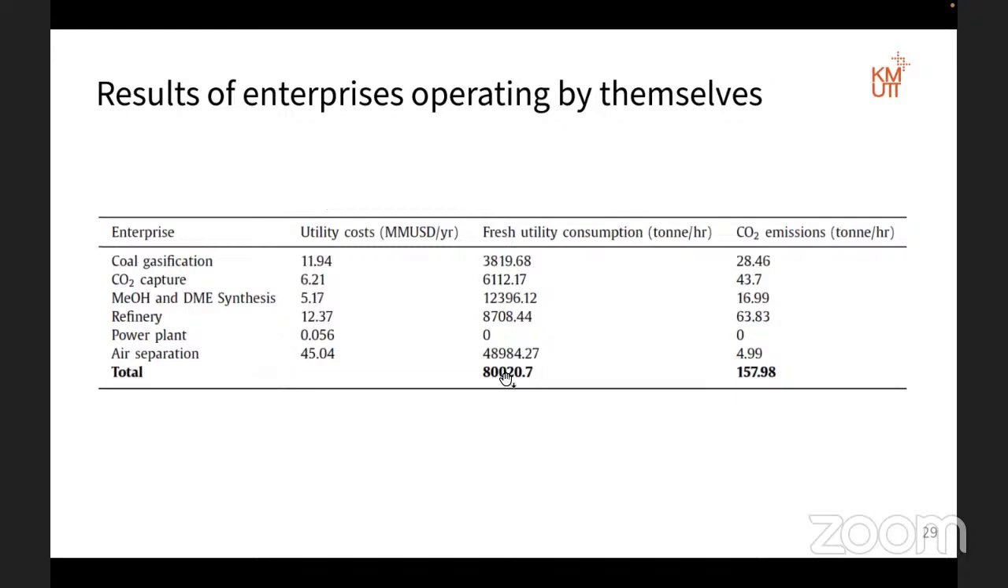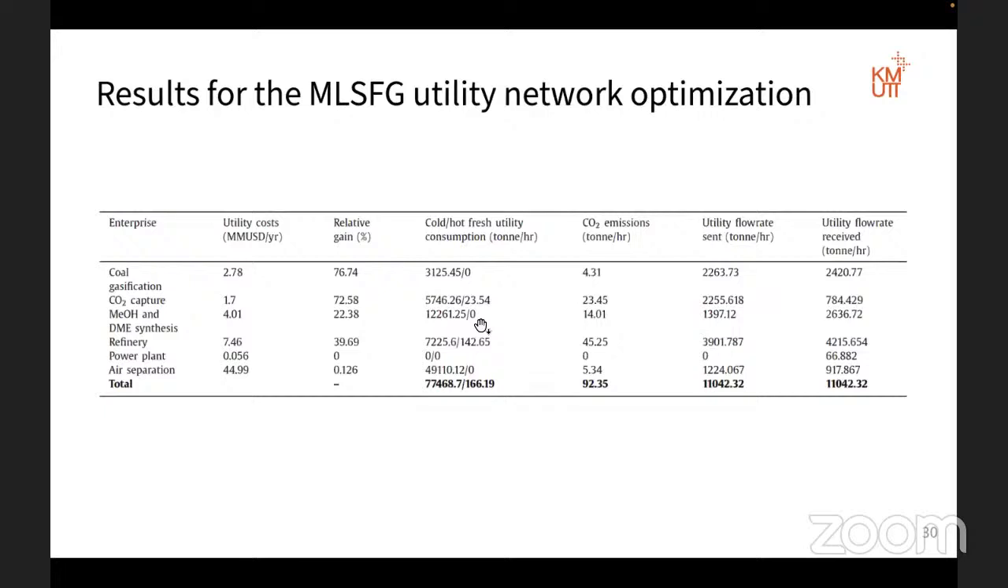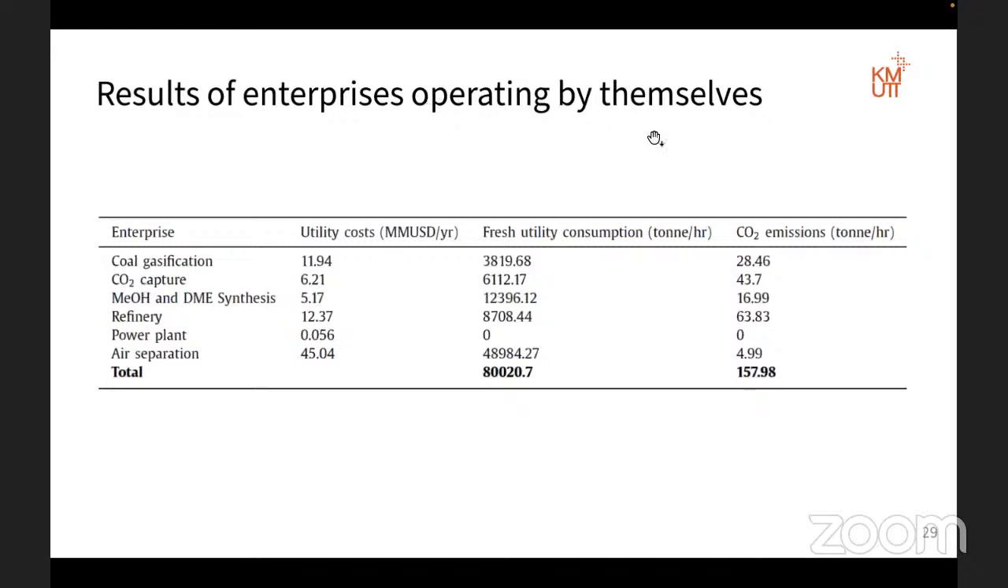The fleet utility consumption is maybe 80,000, and carbon dioxide is 157.98, right? And when you formulate the data for the multi-leader single-follower game, you get the total here, and the CO2 is equal to 92. You can see it decreases more than the result generated by themselves.